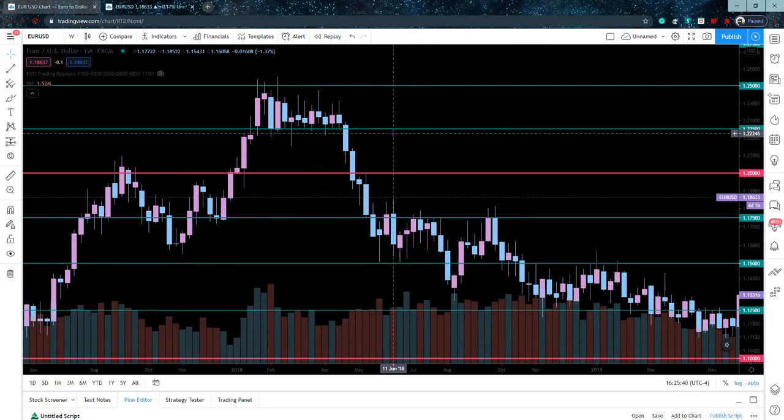You can't build a house with just a hammer. You can't trade with just Wyckoff. You can't trade with just liquidity. You can't trade with just smart money entries. You have to mix these together.